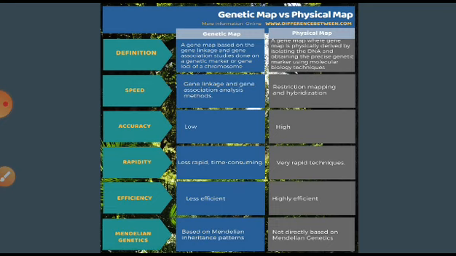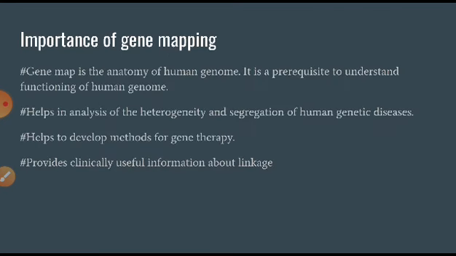This is the difference slide, which gives you the genetic map versus the physical map. You can understand the difference between them. Genetic maps have low accuracy, while physical maps have high accuracy. Regarding rapidity, genetic maps are less rapid, while physical maps are very rapid. Even the efficiency is different: genetic maps have less efficiency, and physical maps have high efficiency. So you can understand the difference between these two.